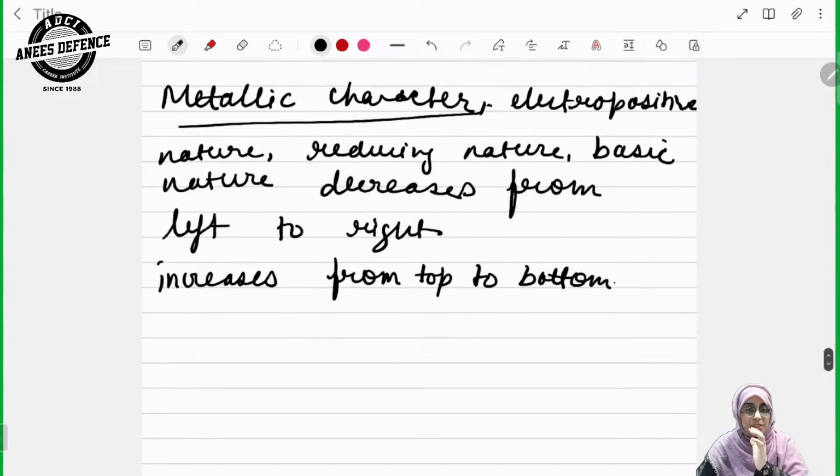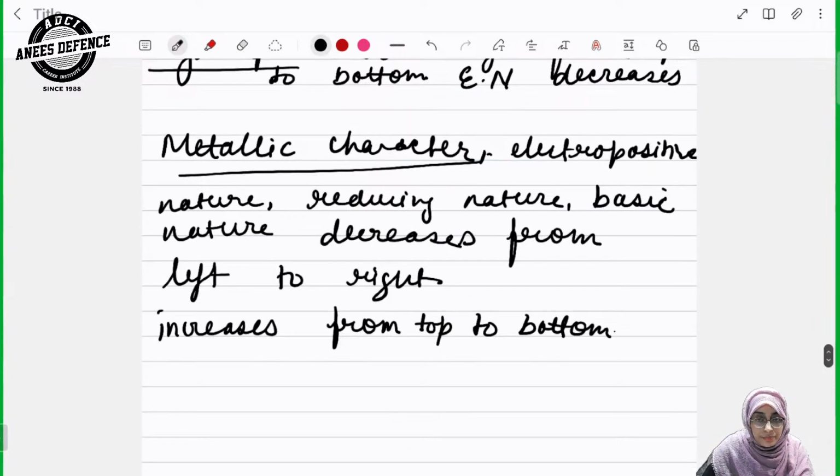So which element will have the most metallic character? The first element of the first group, for example sodium. As we move from sodium to magnesium to aluminum in a period, its metallic nature goes on decreasing. And as we move from top to bottom, the metallic nature goes on increasing.